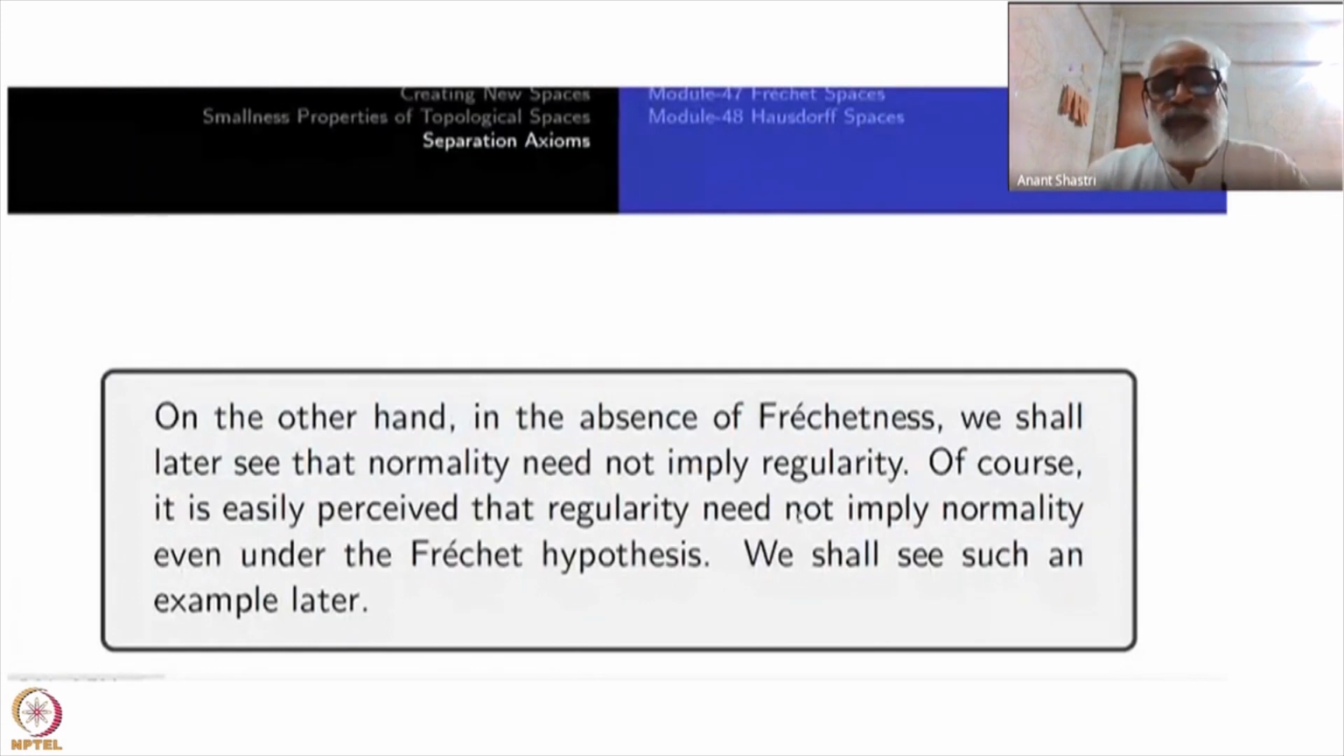In the absence of Frechetness, we shall later see that normality need not imply regularity, which just means that we have to give a counterexample. Of course, it is easily perceived that regularity need not imply normality, even if you put a Frechet condition. We shall see such an example later.